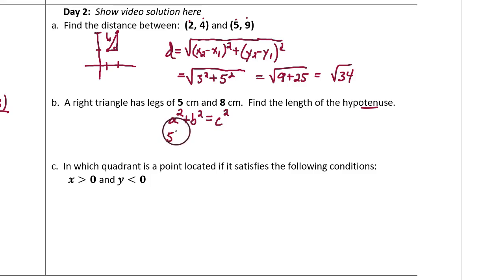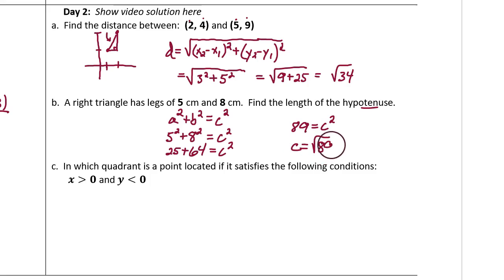So substitute 5 for the first leg, 8 for the second leg, and leave the variable c to represent the hypotenuse. This is 25 plus 64. And when you add 25 and 64 together, that makes 89. To solve for c, do a square root. So c equals the square root of 89. Again, if this actually simplified, we would want to simplify it, or you could give a decimal approximation using your calculator.